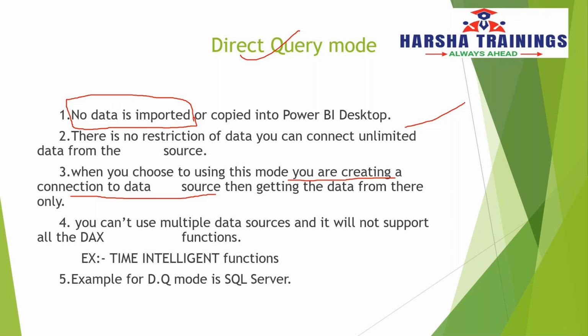See, in import mode, if we have data in 4 data sources or any multiple data sources, we can get it, right? But whenever you're working with direct query mode, from the data source you have selected, from this data source only you can get the data. It means you can work with a single data source. Is it clear?